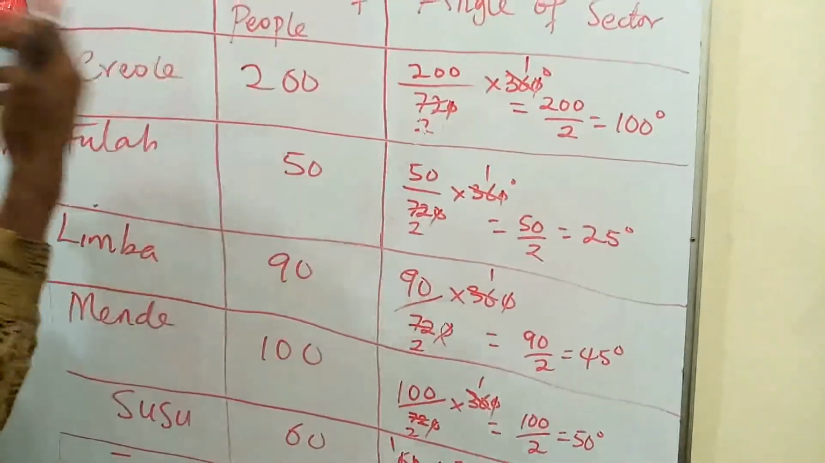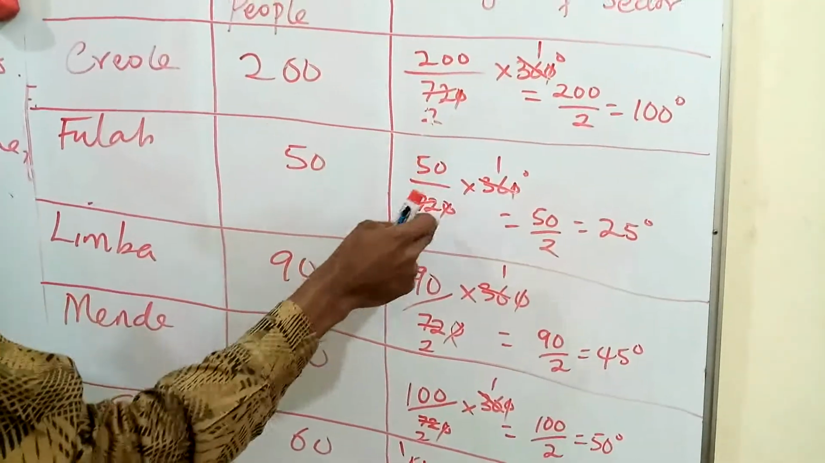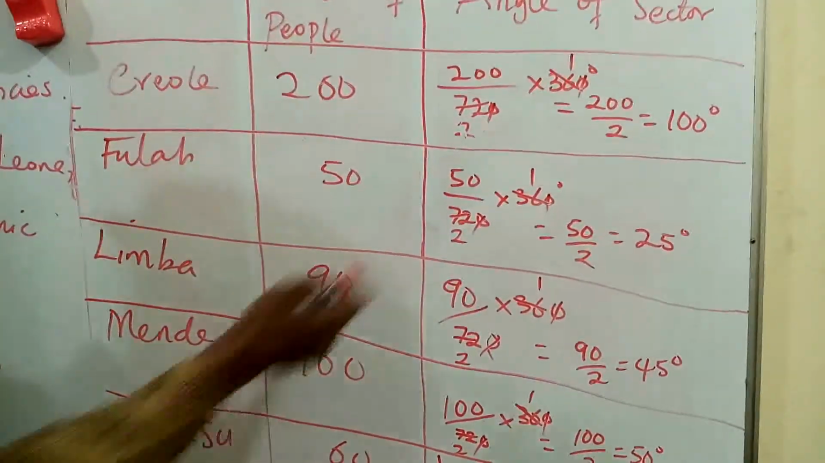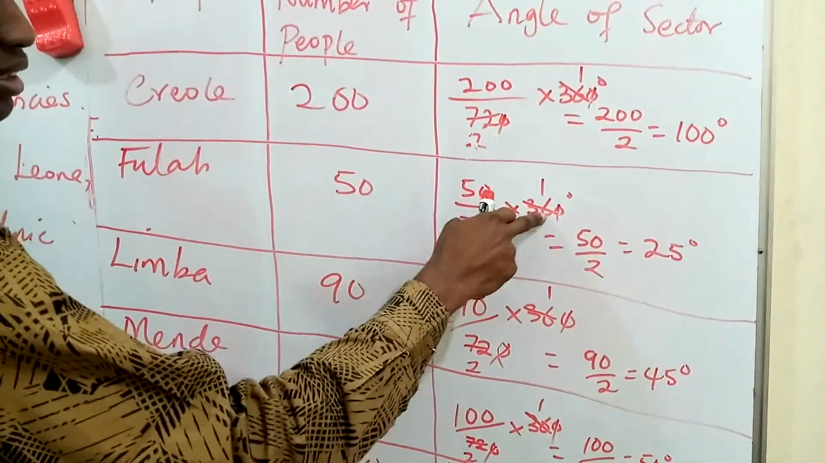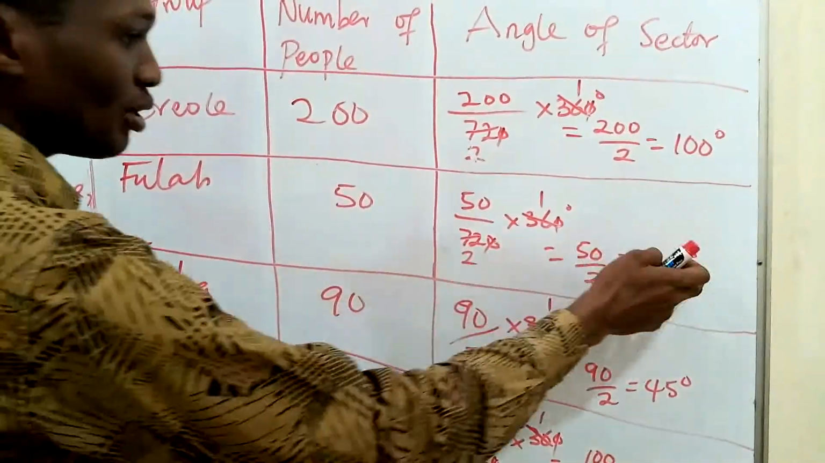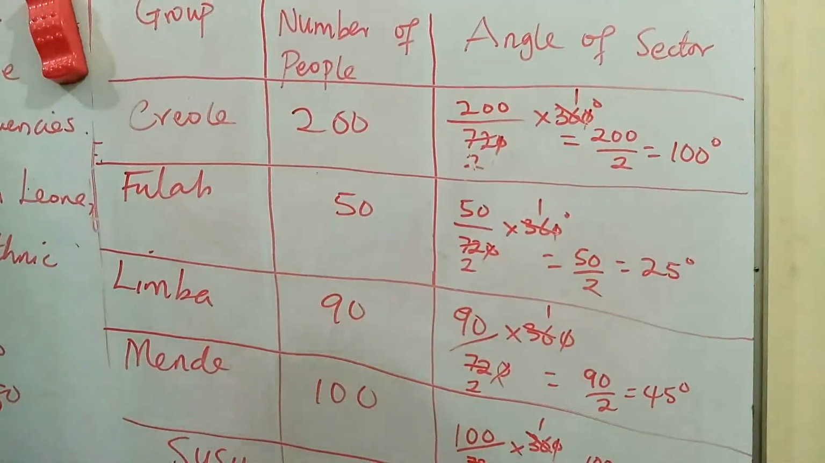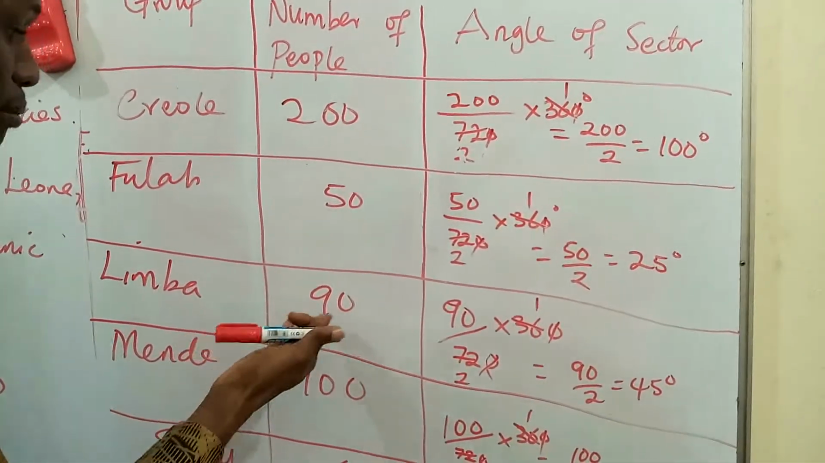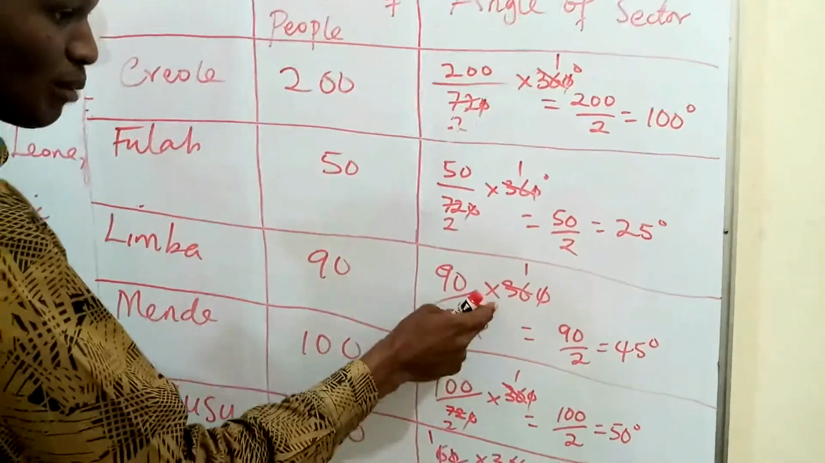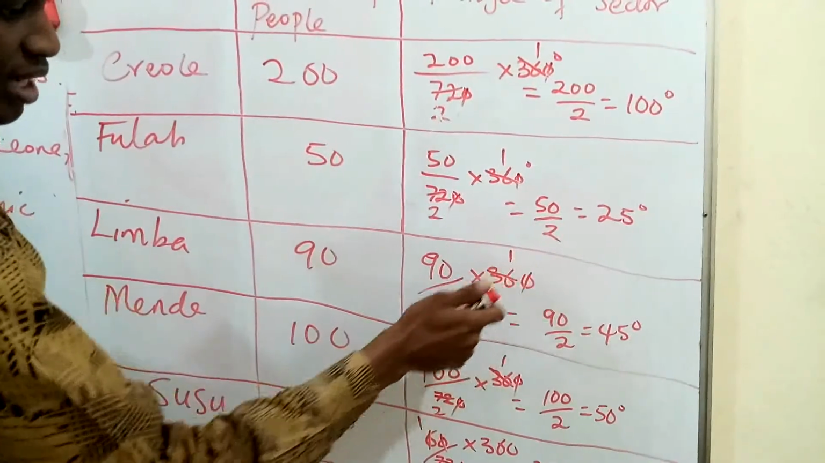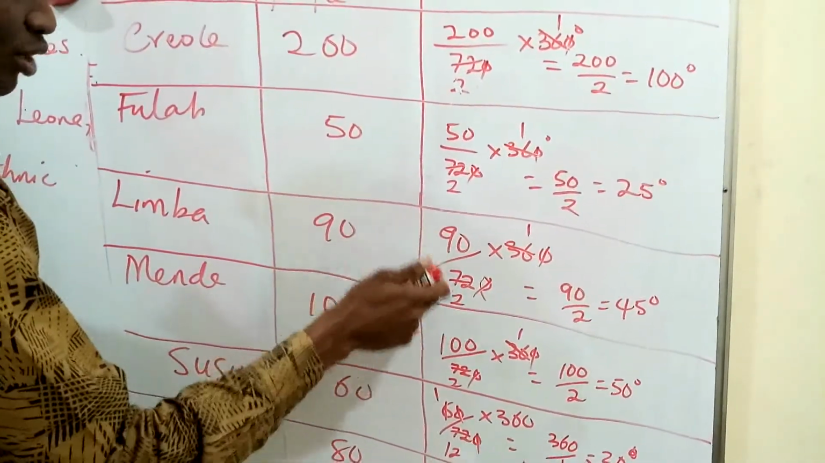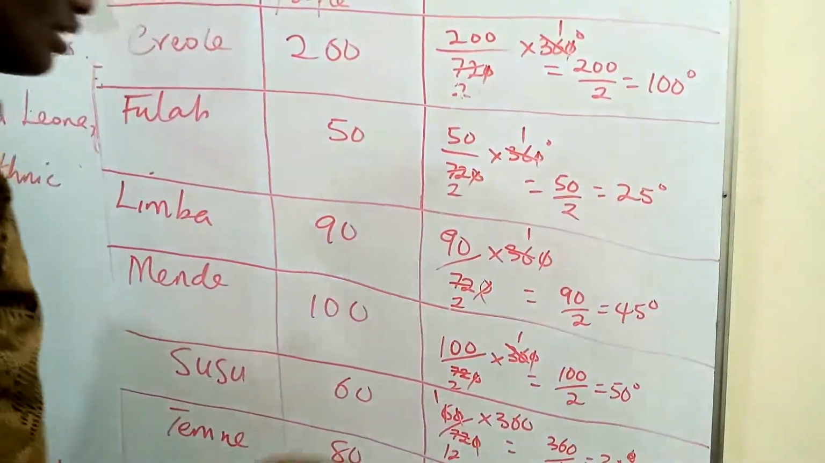For Fula, we have 50. So we divide 50 all over the total number of 720 multiplied by 360 degrees. 0 will cancel 0. 36 here is 1. Here is 2. We are left with 50 over 2, which is 25 degrees. So the angle of sector for Fula is 25 degrees. For Limba, we have 90 people. So we have 90 all over total number of 720 multiplied by 360. 0 will cancel 0. 36 here is 1. Here is 2. So we are left with 90 all over 2, which is 45 degrees.